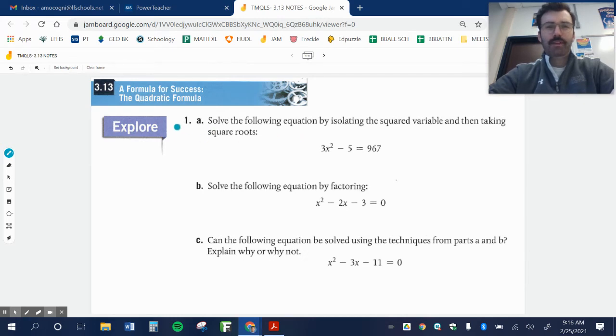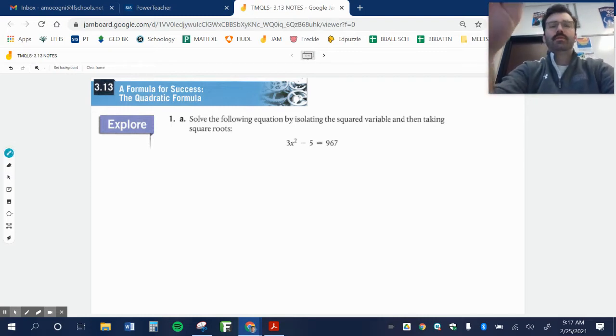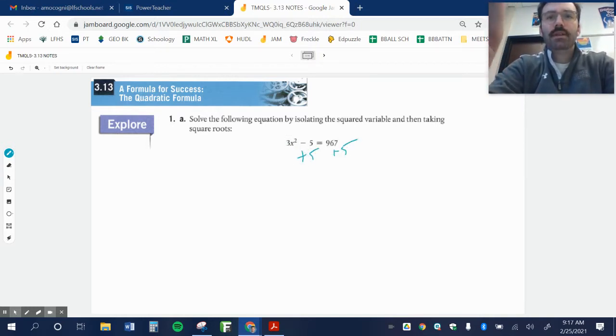First, part A of the Explorer says solve the following by isolating the squared variable, then taking the square root. I'm going to make this bigger. And we're back. So what am I going to do here? It said to solve by isolating the squared term. That's our 3x squared. To isolate that, I'm going to add 5 to both sides immediately.